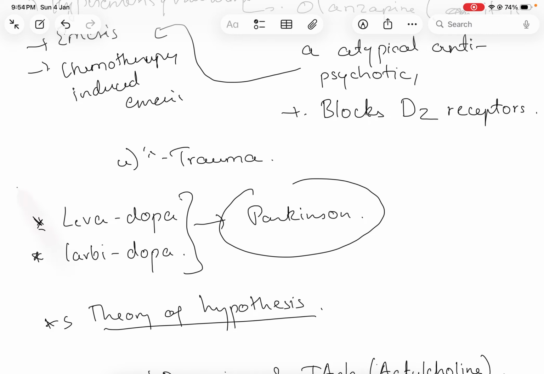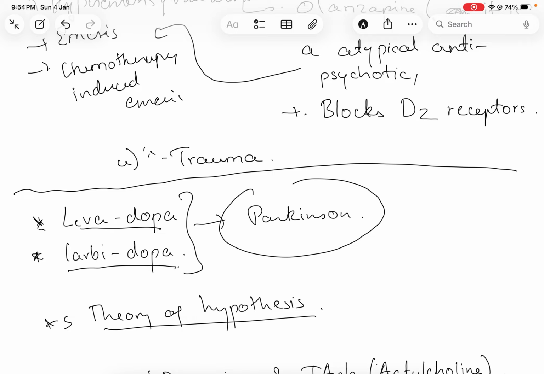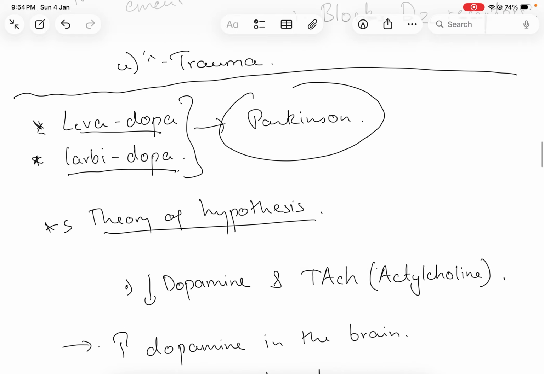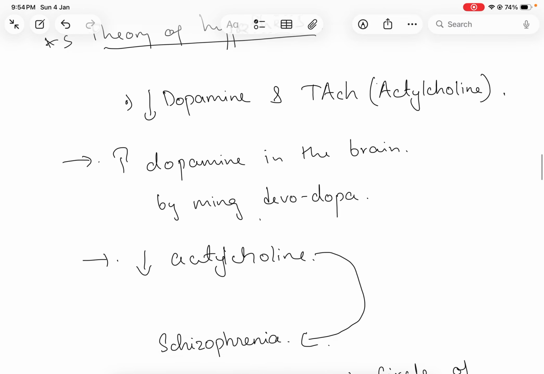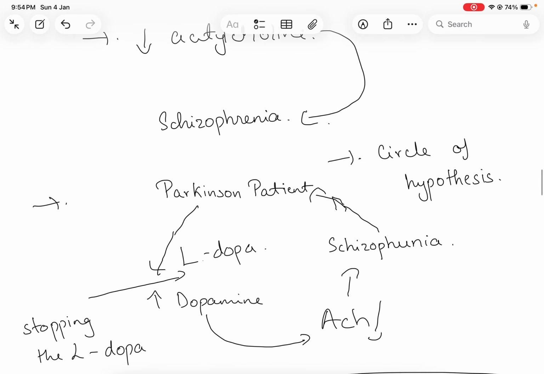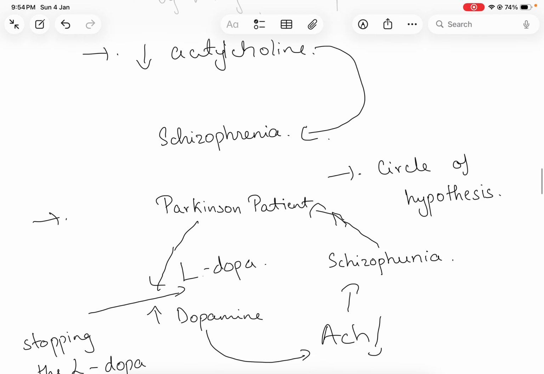Okay. Now coming to the pharmacological aspect of Parkinson's. There are two major drugs of choice which you use for Parkinson's, which are levodopa and carbidopa. Before going to the pharmacological aspects and other things, I wanted to discuss one of the major concepts, which is called the circle of hypothesis, or the theory of hypothesis.